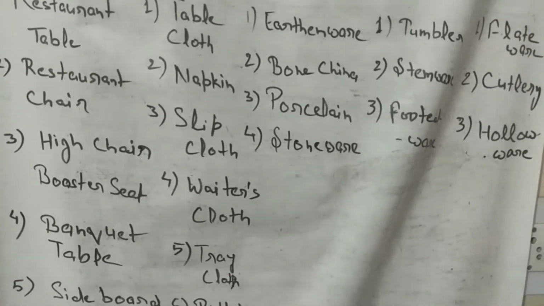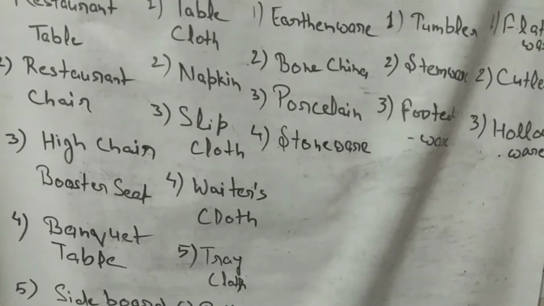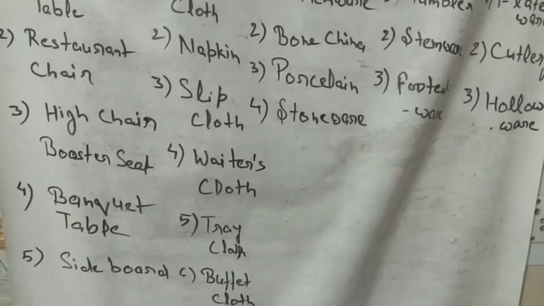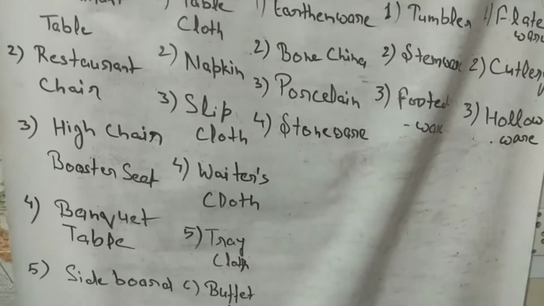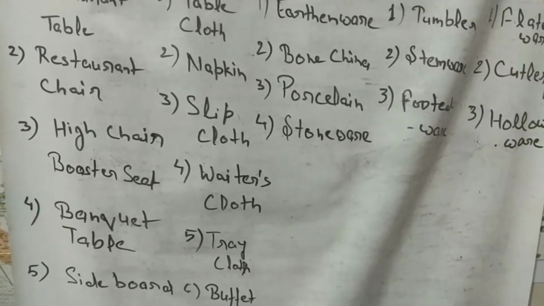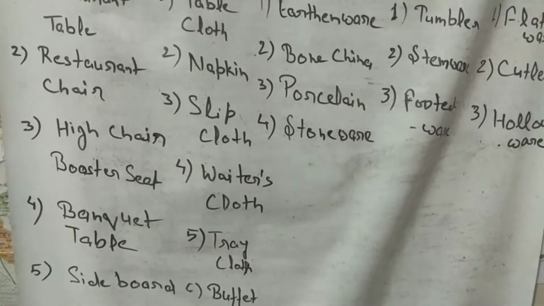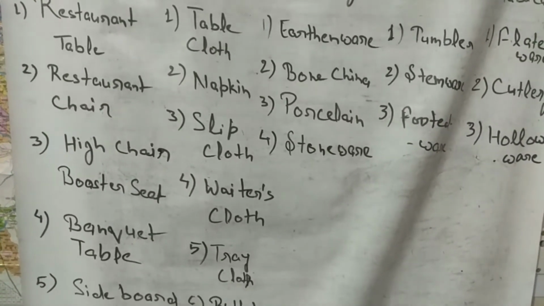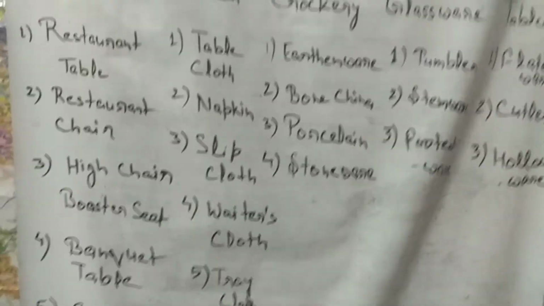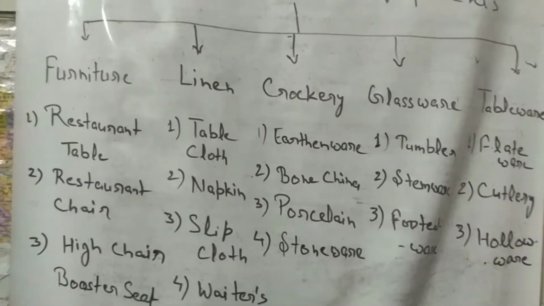Now next is banquet tables. It is for banquet purpose. And next is sideboard. Sideboard is also known as dummy waiter. It is for assisting the service. Now next one is linen.